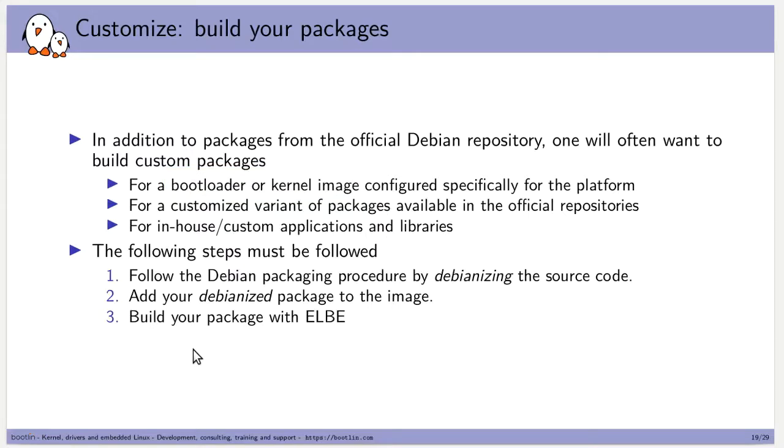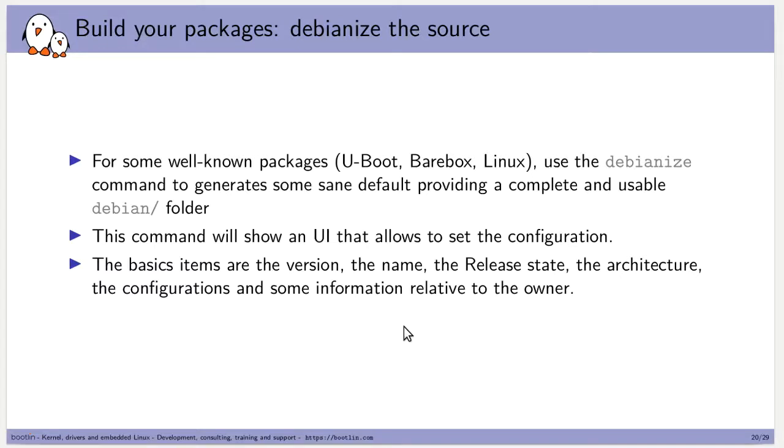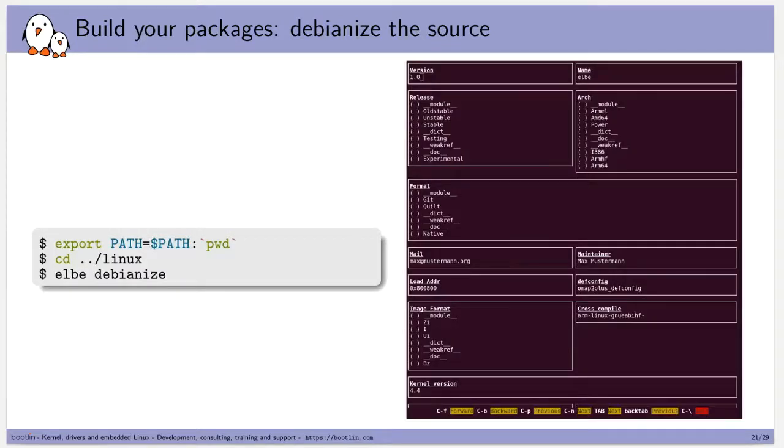The different steps to do it are first to Debianize the source code of the package you want to make, then to add this Debianized package to the image, and then to build the package with ELBE. So first, how to Debianize the source of your package. For some well-known and well-used packages, like U-Boot, BusyBox or Linux, ELBE already has scripts that automate this. In this UI display, you can configure the version, the name, and other options of the packages.